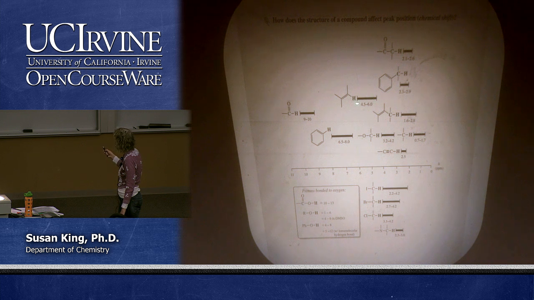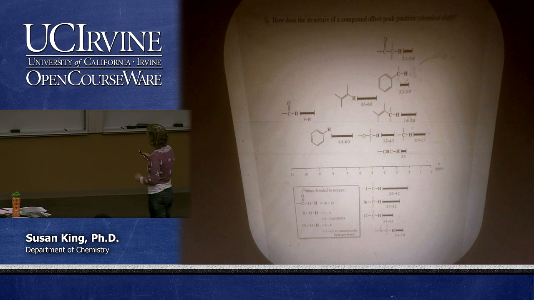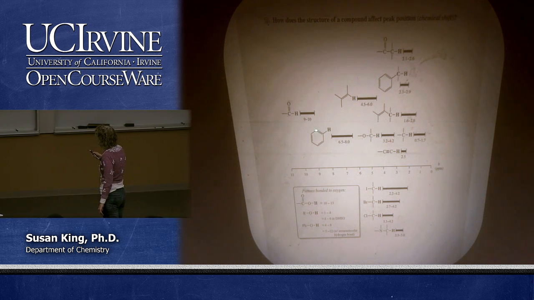But what about when we go to an sp2 hydrogen? Hydrogen bonded to an sp2 carbon, higher chemical shift, because remember, when carbon has more s character, it's as if it's more electronegative, so it's pulling electron density away. So we would expect that number to go up. And then it goes up even further when we have a benzene ring. That's a pretty high jump from here to here.